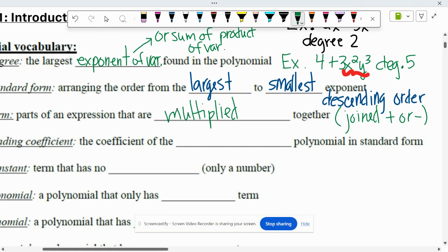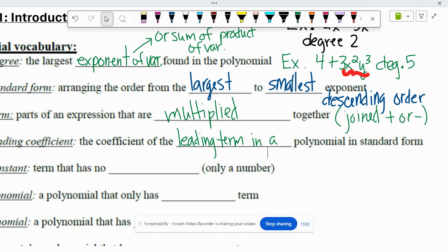Leading coefficient. Well, that's the coefficient of the leading term in a polynomial. And it has to be written in standard form. So you have to put it in standard form to find out what term is leading, which one comes first.